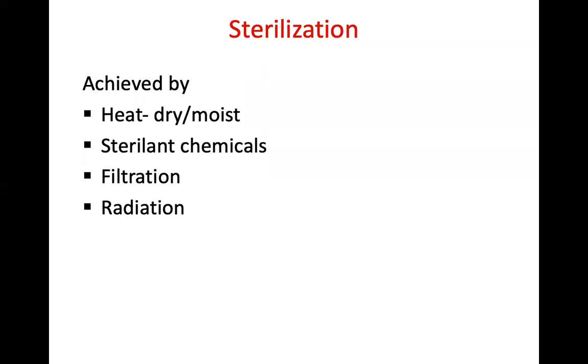Some of those items are destroyed by heat, so you cannot use heat on all items. Some of them can be corroded when you use certain chemicals, okay? Some of them are liquids that you cannot boil because they have biological material. So when you expose them to heat, the things that they contain are destroyed. So in that case, you'll use a physical method like filtration, okay?